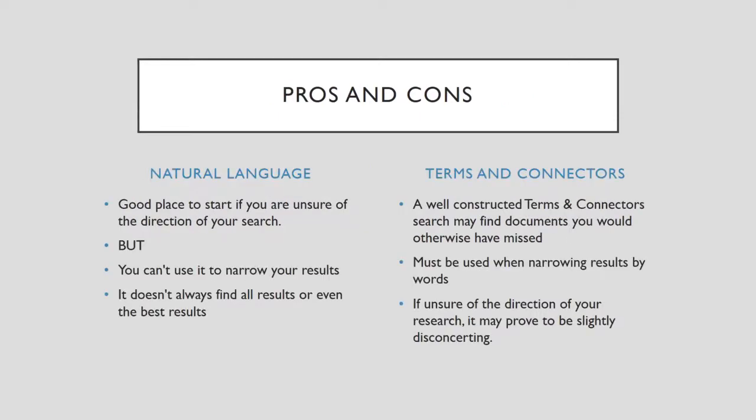So the pros and cons. With natural language, which, like I said, is a good place to start, terms and connectors, a well-constructed terms and connectors search may find what you otherwise would have missed. But with natural language, you can't always narrow the search term, and it doesn't always find the results because you're just throwing things out there and you have to put everything in context. Now with terms and connectors, you can narrow the source.